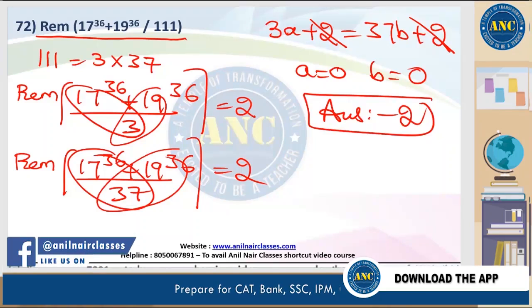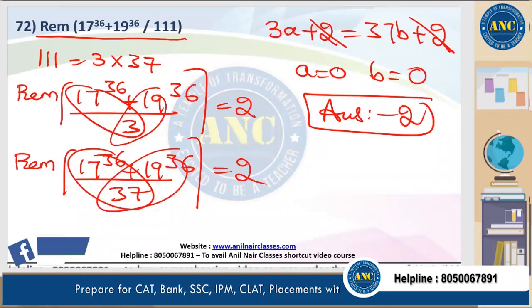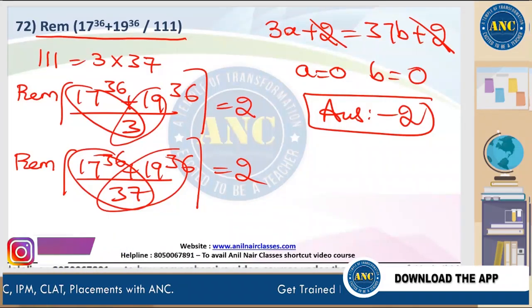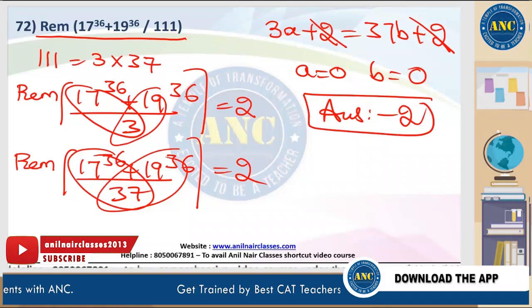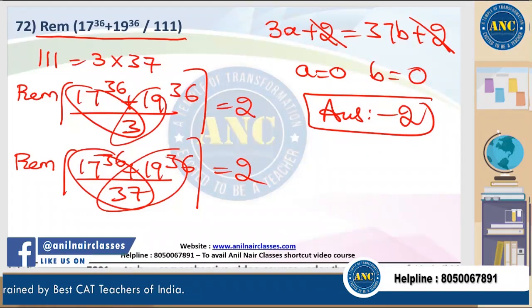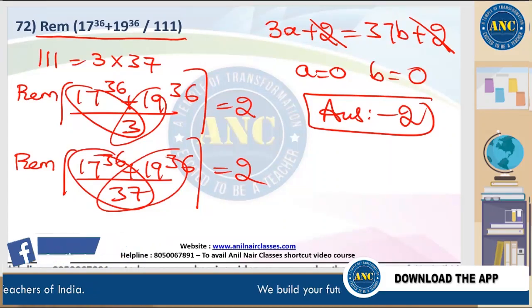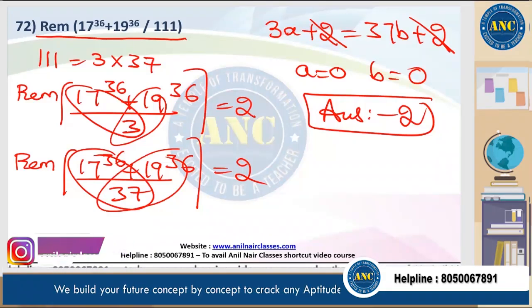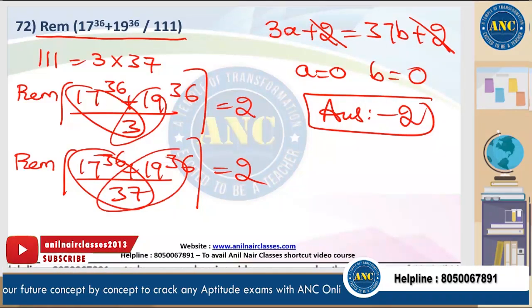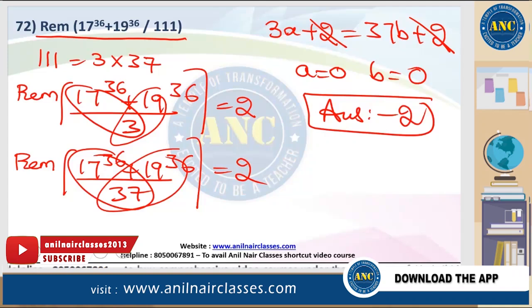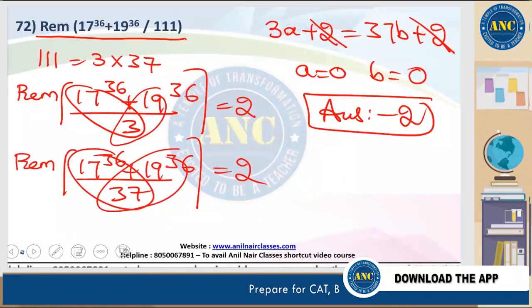111 is 3 into 37. 17 power 36 plus 19 power 36 divided by 3: 36 is 3 times 12, so minus 1 power even is 1, and 19 by 3 is 1. 1 plus 1 is 2. 17 power 36 divided by 37 is 1, and 19 power 36 divided by 37 is 1. Why is it 1? Because of Fermat's theorem: a power p minus 1 divided by p will give remainder 1 because p is a prime number. So the 2 cancels, a equals 0, b equals 0. 72nd is clear, right?